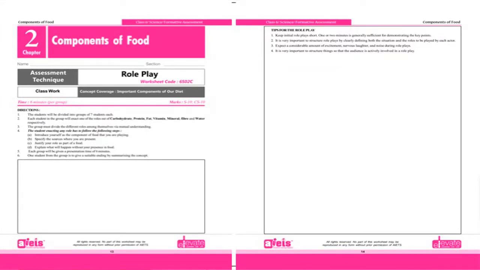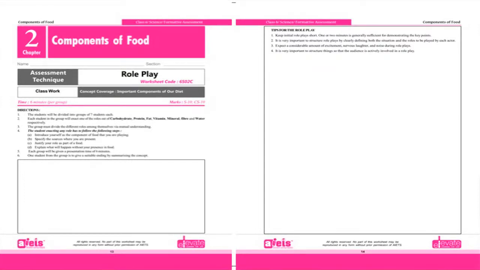Now we have some instructions for the students. They will read them and act upon them. But prior to this, the teacher will divide the class into groups of 7 students each. For example, there are 4 groups.